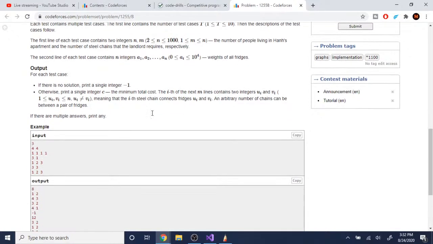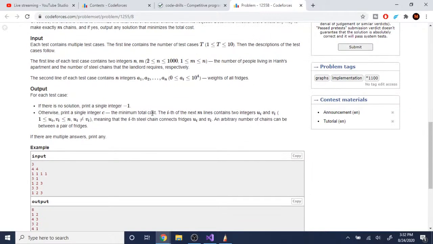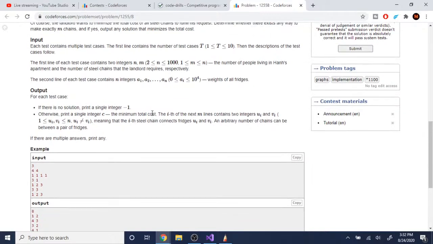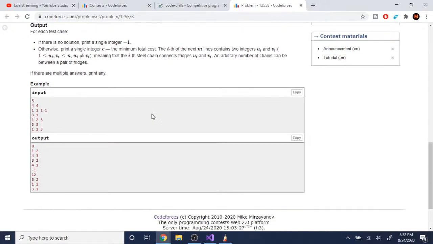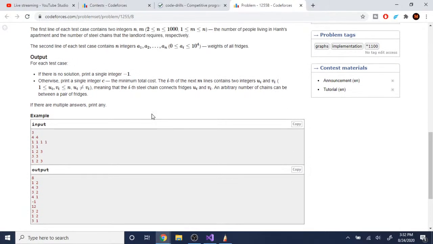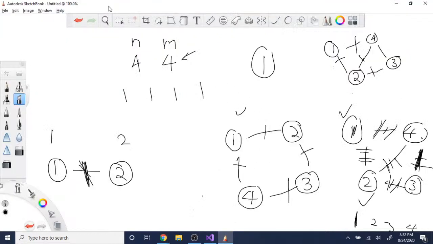An arbitrary number of chains can be between a pair of fridges. If there's multiple answers, print any. 3, 2. Let's look at another case. Maybe if we keep going back, if we keep looking, we'll find out a pattern for why this works.